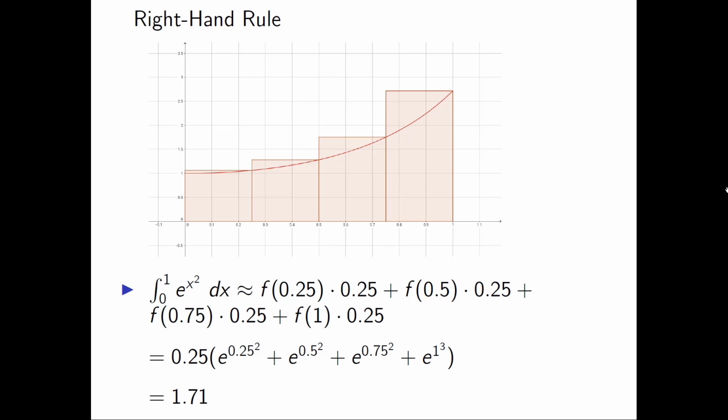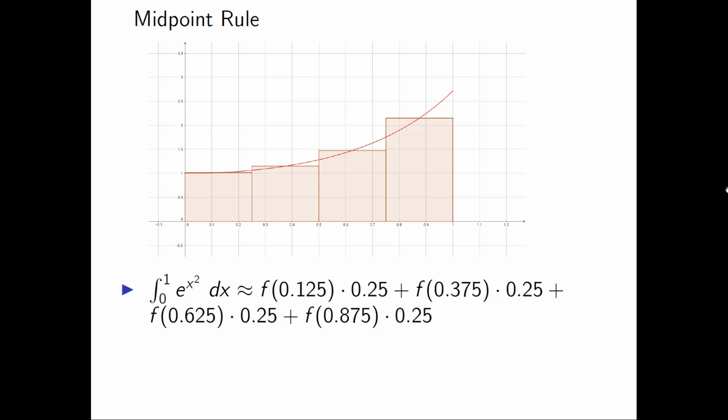We will look at a couple more rules. There's the midpoint rule as well. Again, we've seen that before when we were doing our Riemann sums. And again, this was the height taken at the midpoint of each rectangle. So here, here, here, and here.